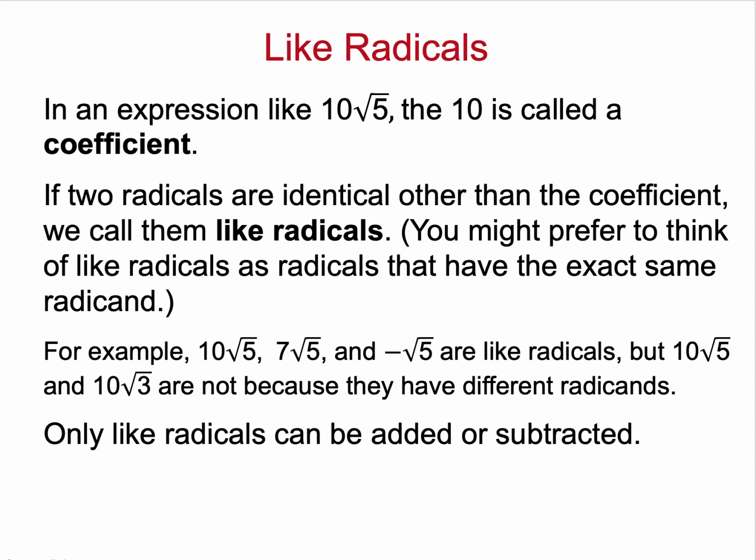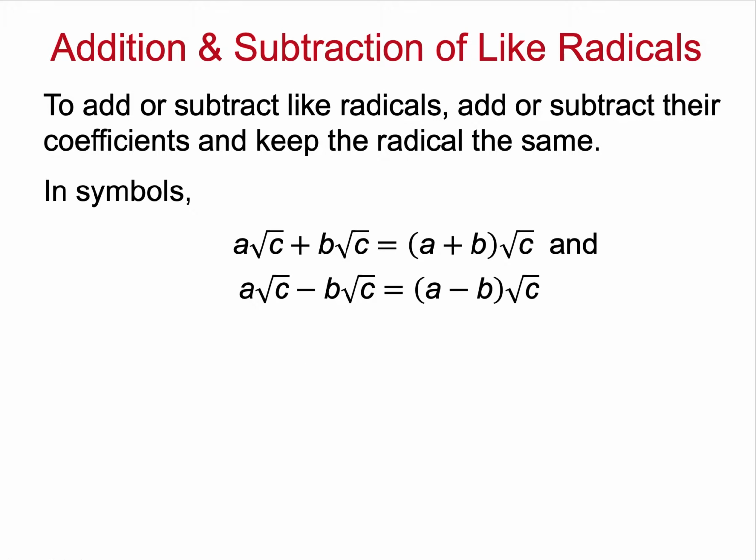Now, if you remember like terms with working with your variables, we also have what we call like radicals. So in an expression like 10 times the square root of 5, 10 can be our coefficient, and the square root of 5 can operate like a variable. So if two radicals are identical, other than the number in front of them, we call them like radicals, just like 2x and 5x are like terms. So examples of this would be 10 square root of 5, 7 square root of 5, negative square root of 5. All of these are like radicals, and like radicals can be combined just like terms.